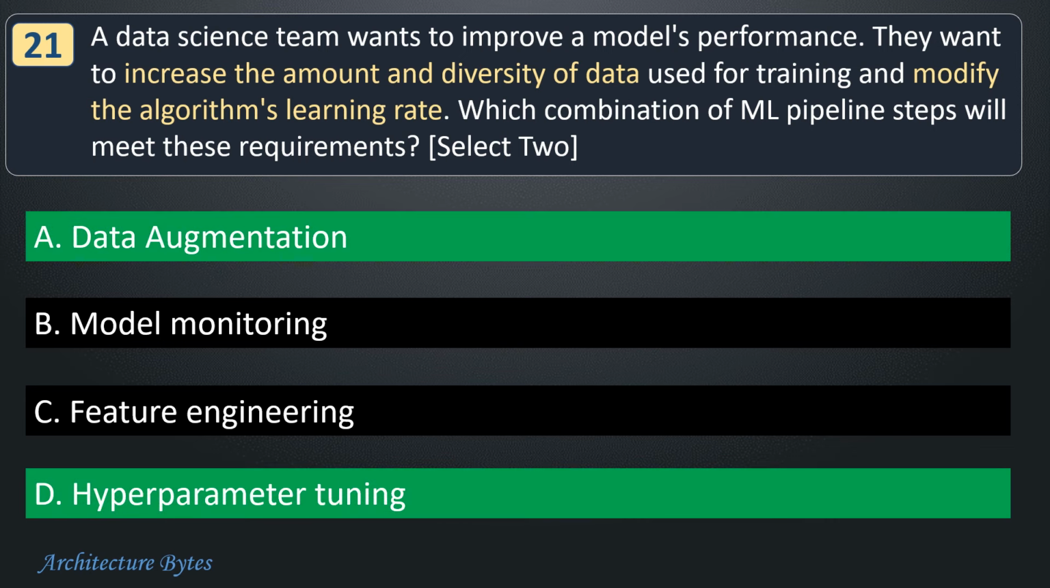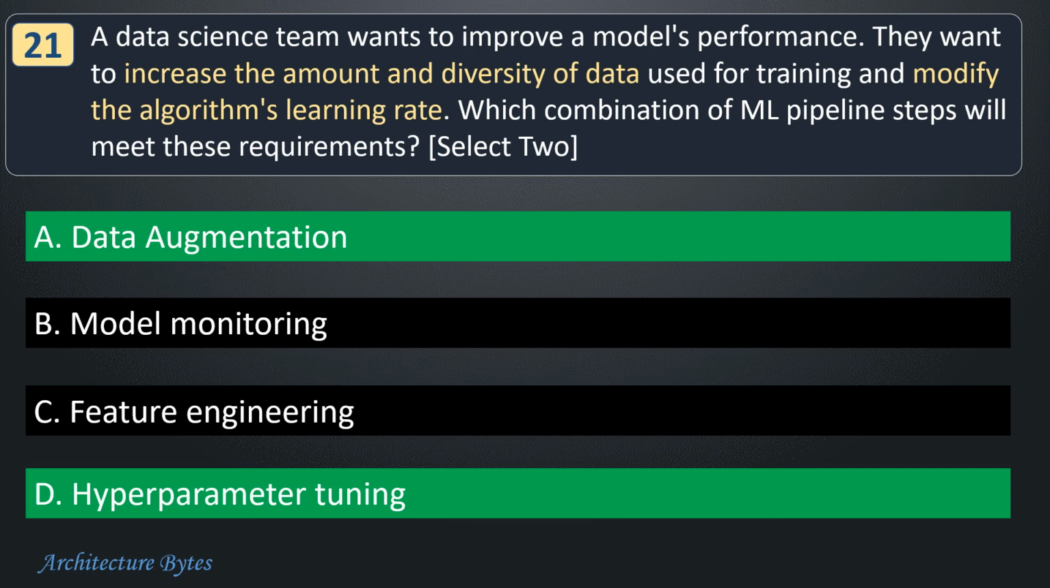Option A and D, data augmentation and hyperparameter tuning, is the right answer here. Data augmentation is a technique used to artificially increase the size and diversity of a dataset by applying various transformations to existing data points, thereby providing the model with more examples to learn from.